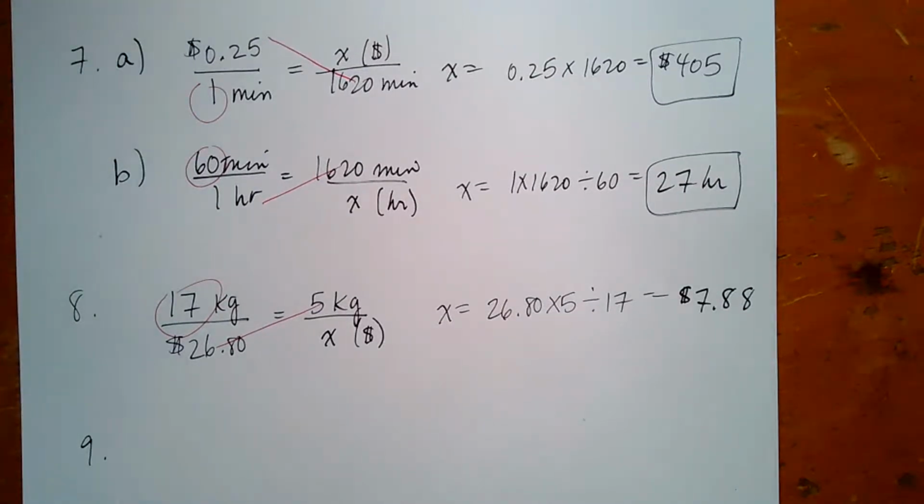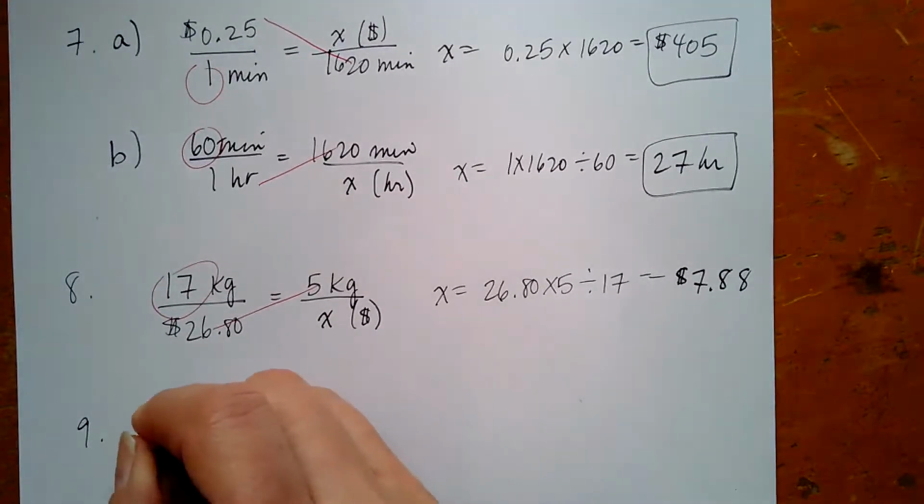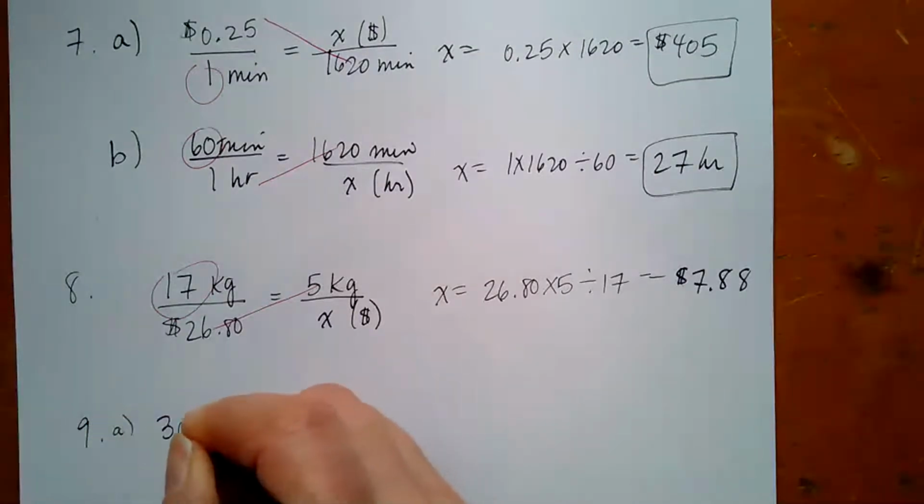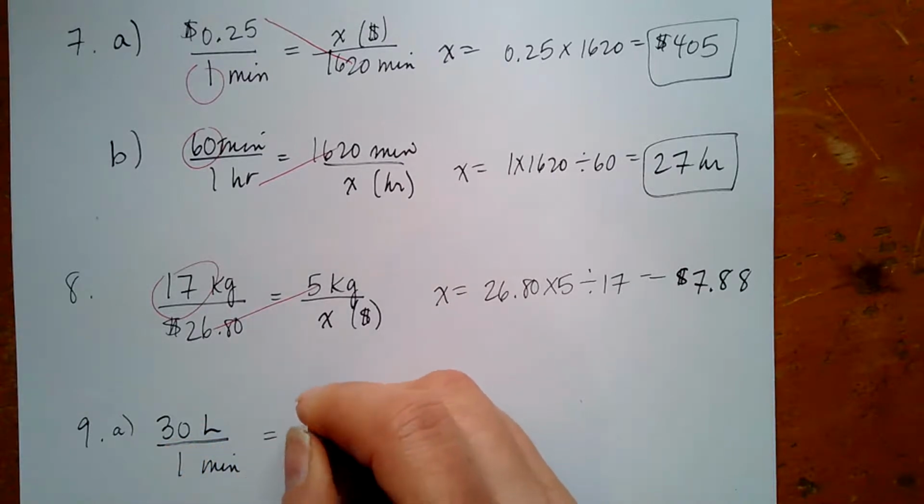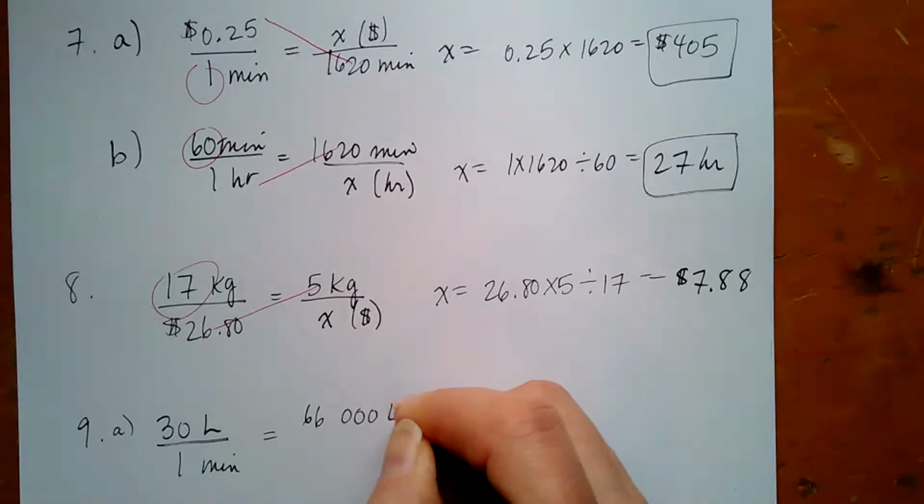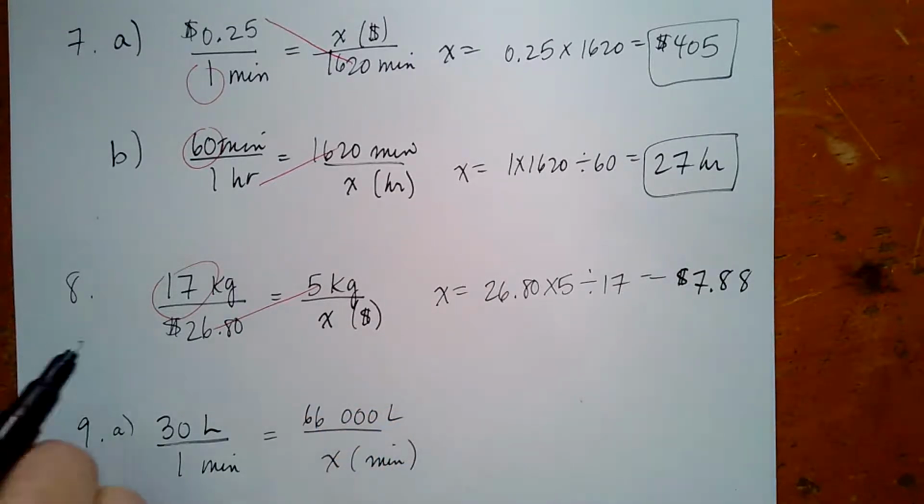And then finally, number 9, you're very lucky to live in a house that has a pool. Your pool holds 66,000 liters of water. Your garden hose can fill the pool at a rate of 30 liters per minute. How many minutes will it take to fill your pool, assuming you run the hose continuously? Okay, well, let's see. Your hose can fill 30 liters per minute. Well, that means 30 liters for 1 minute. And you have a total of 66,000 liters. How many minutes will that take?